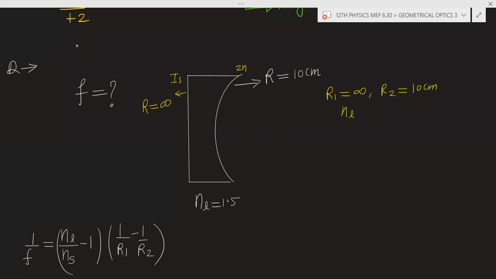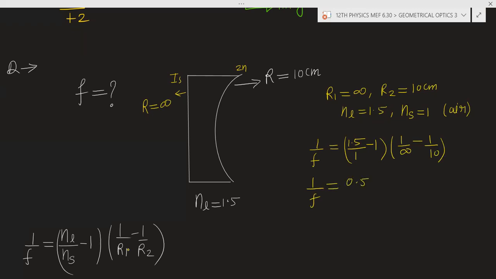The refractive index of the lens is 1.5, but it is not given what the surrounding medium is. If nothing is given, then you will consider the surrounding medium as air, so the refractive index of the surrounding medium will become 1. Then you will apply this formula: 1 upon f is equal to (NL by NS minus 1) times (1 upon R1 minus 1 upon R2). So 1 upon f is equal to 0.5 multiplied by (1 by infinity minus 1 by 10). 1 by infinity is 0, so 0 minus 1 by 10 will be minus 1 by 10.